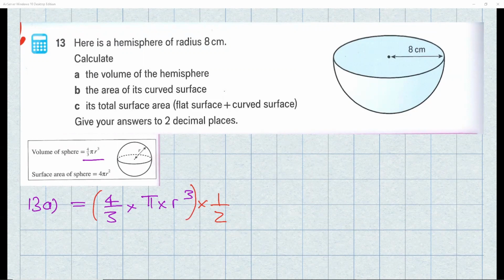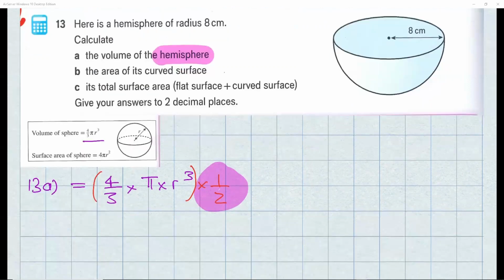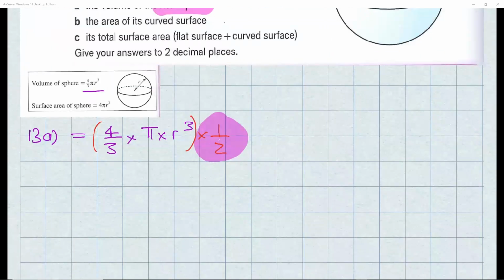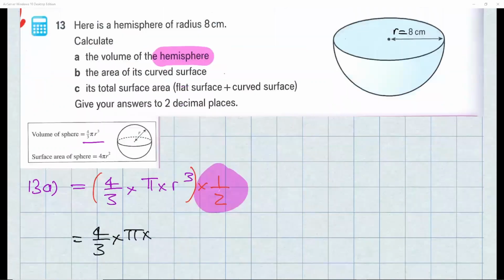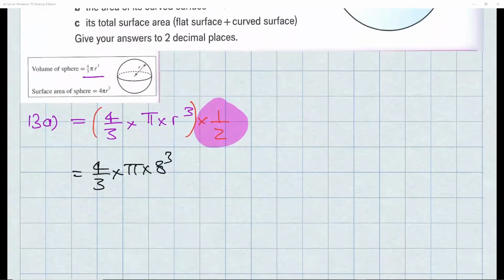And when we multiply it by a half, we are working out a hemisphere. Okay, let's go. So it's 4/3 times pi times, what's the radius? 8 centimeters. So it'll be 8 cubed, and then we can times that by half. And because it's a calculator question, you don't need to worry about that. We just throw it all in the calculator.